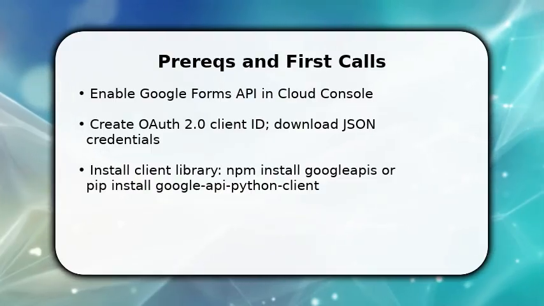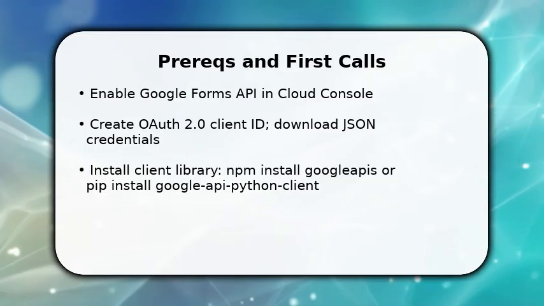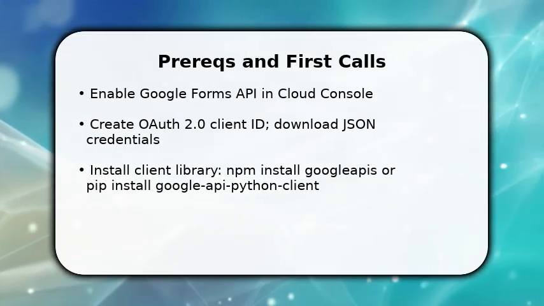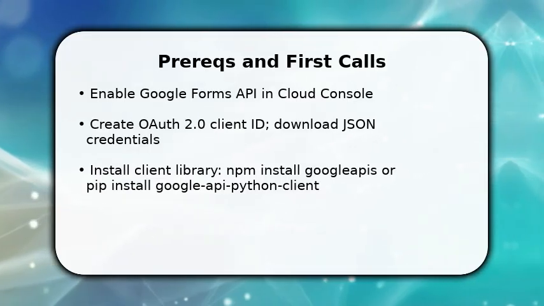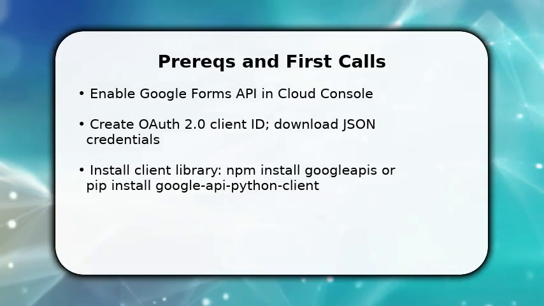You start by enabling the Forms API and creating an OAuth 2.0 client. This gives your app an identity. Once done, install the Google Client Library so you can call the API directly.